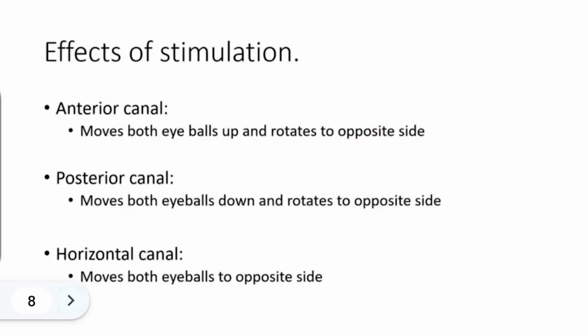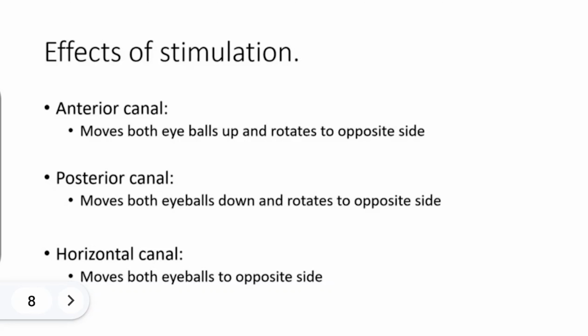And what are the effects of stimulation of each semicircular canal? See, the stimulation of the anterior semicircular canal causes movement of the eyeballs in the upward direction and rotating toward the opposite side. The stimulation of the posterior semicircular canal causes movement of the eyeballs to the opposite side with downward movement, whereas stimulation of the horizontal semicircular canal causes movement of the eyeballs to the opposite side.